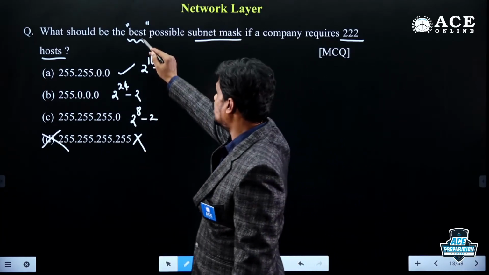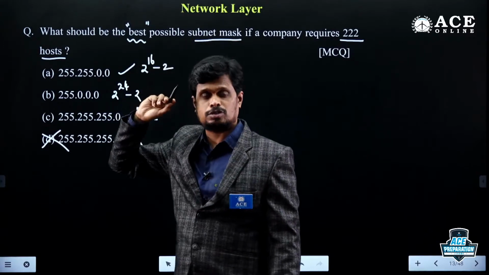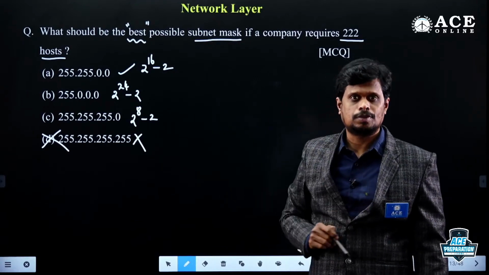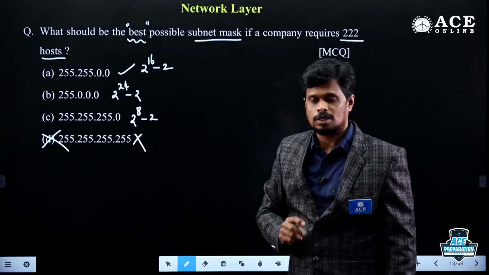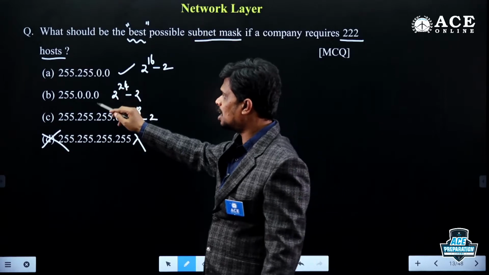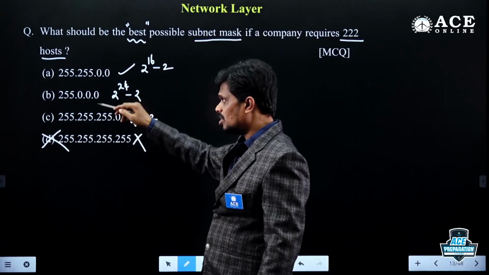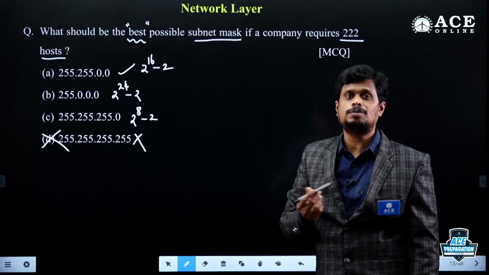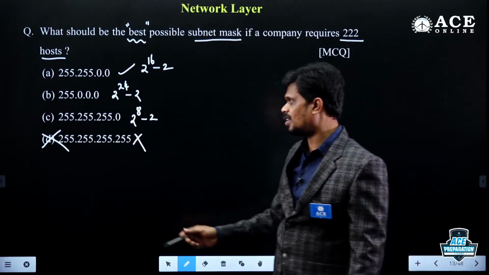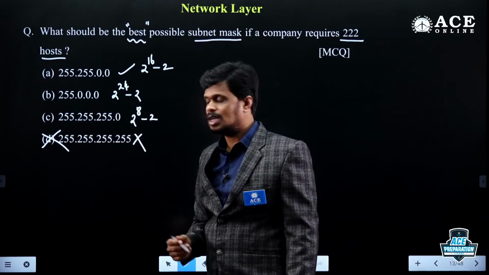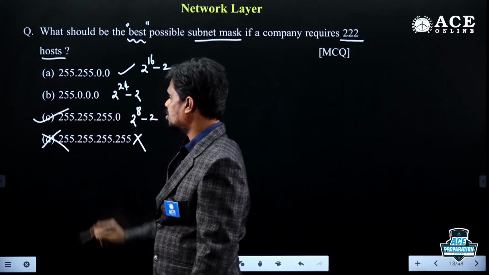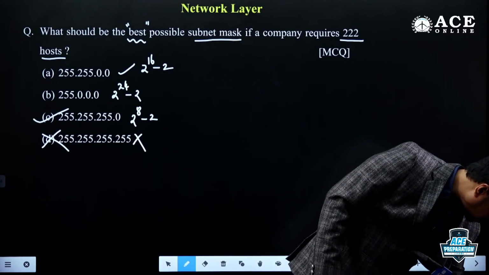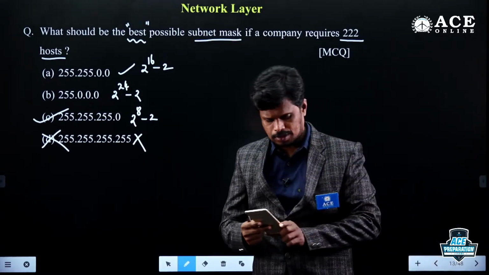But as the question clearly says best possible, what is the meaning of best possible? Wastage should be minimum. If you verify options A, B and C, in which subnet mask the wastage is minimum, you can easily identify it in C. Hence the answer for this question is option C. So I believe you are all clear with this.